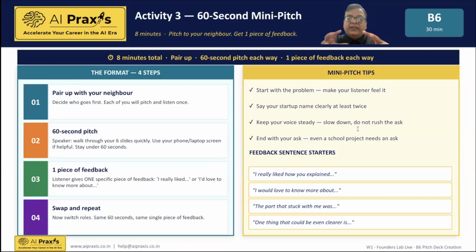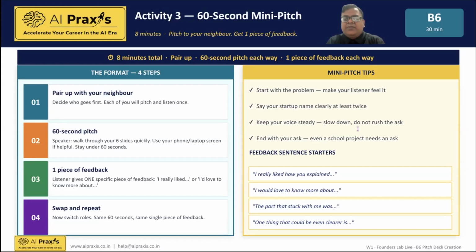Okay, now we move from preparing the deck to actually delivering the pitch. And this is activity 3, the 60-second mini pitch. So you have 8 minutes for this activity. You will pair up with a neighbor, and pitch for 60 seconds, receive one piece of feedback, and then switch roles.